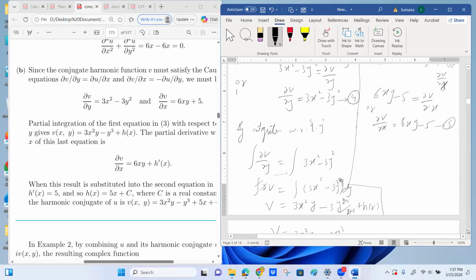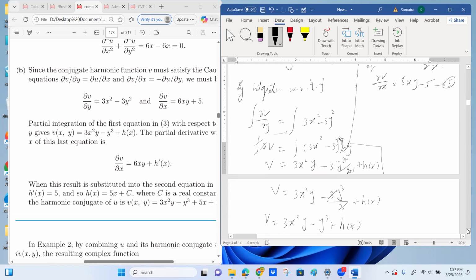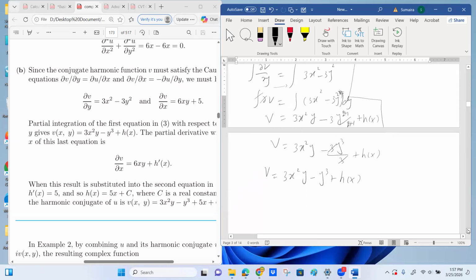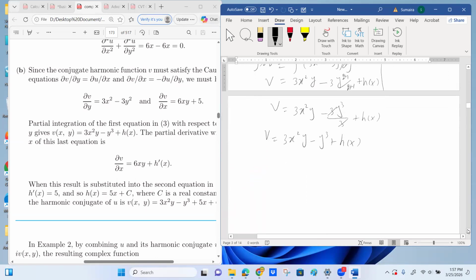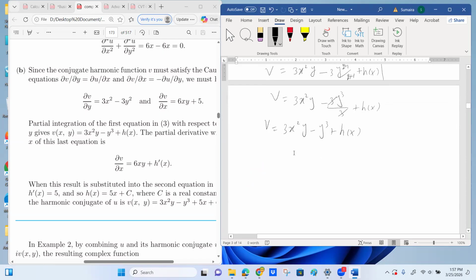Same value आपके पास आ जाती है. Because I have only 4 minutes left, because I want to complete this question in just 4 minutes. Okay student, this is the h of x. That is the v. But we have also to differentiate with respect to y, because we also have to find out the value of h of x.